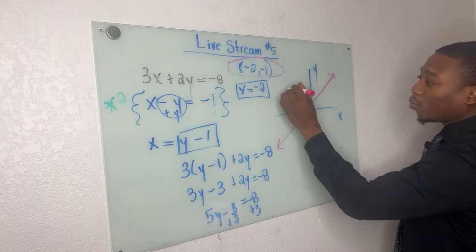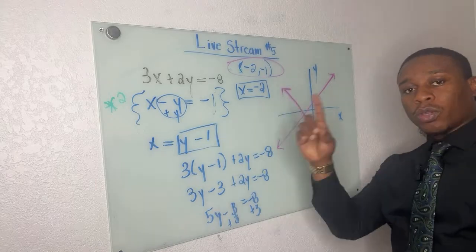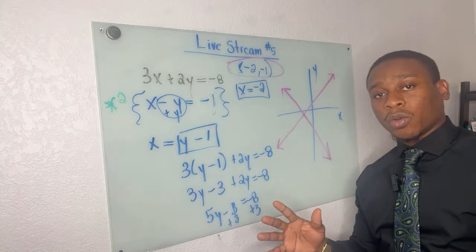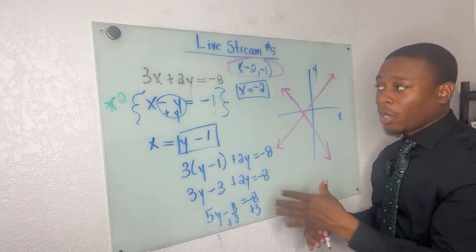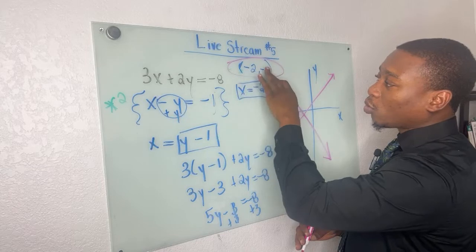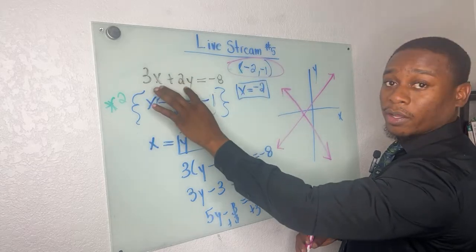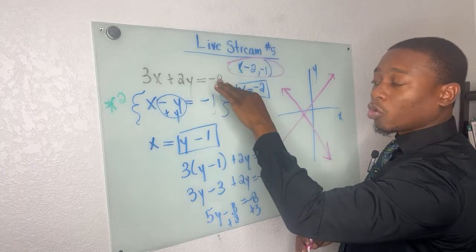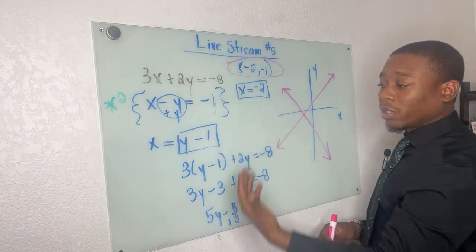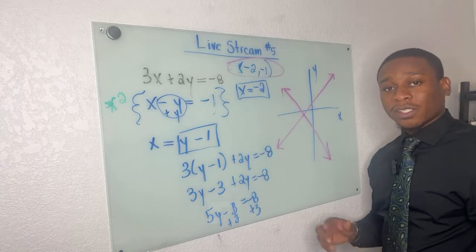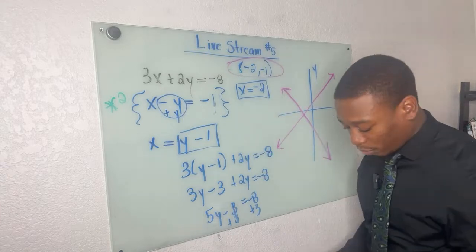So this would be the point of intersection, and only that one solution would be an answer for both of these systems of equations. Meaning that when we plug in -2 and -1 for x and y, in the first equation, it will be equal to -8. And in the second equation, it will be equal to -1. So this is a system of equations with one solution.